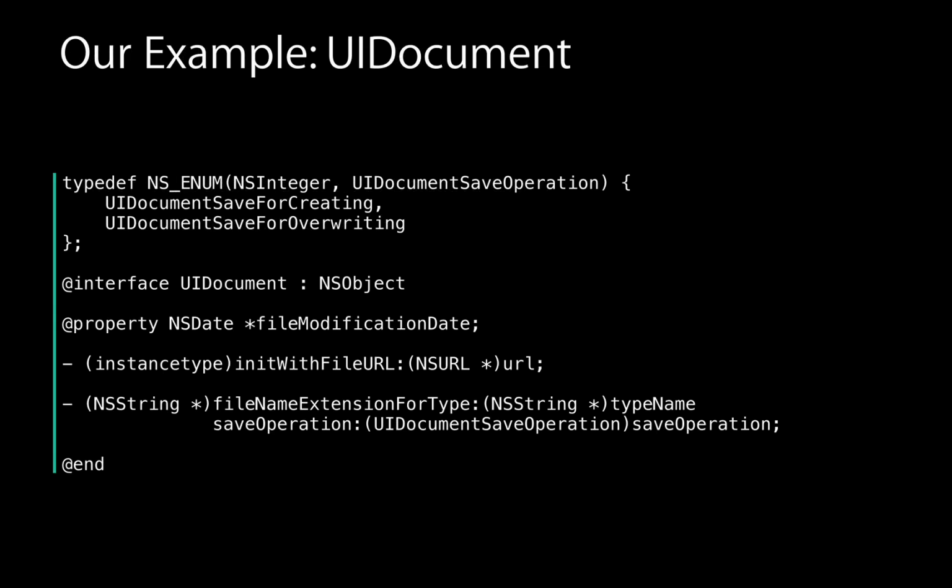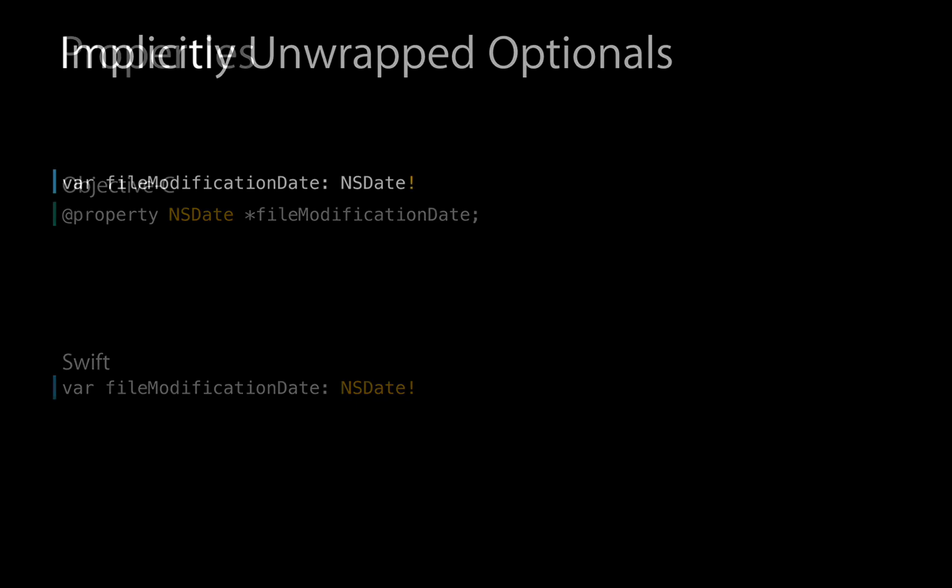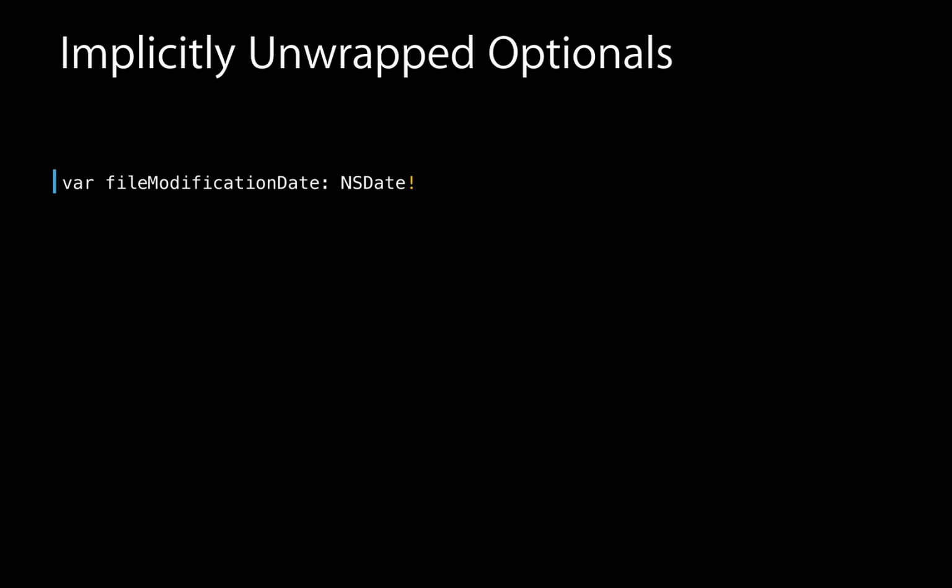So we're going to walk through part of something we know and love, and that's the UIDocument class. Here's a tiny slice of it in Objective-C. We're going to walk through how and why that maps into Swift. First thing, something simple, a property. fileModificationDate, it is an NSDate. This comes into Swift as a property. Use the var keyword. The NSDate class, of course, just comes into Swift. Nothing interesting there, except for this little exclamation point that you may have noticed. Now, that exclamation point is an implicitly unwrapped optional.